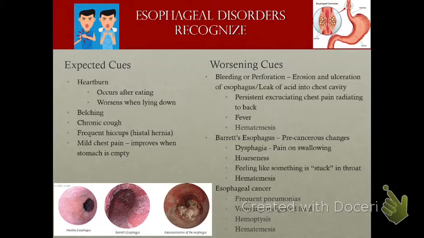So your cues that you have GERD, you've probably all had it: heartburn, belching. This is belching after your meal, or you have those little burps, you know. Heartburn, belching, chronic cough, frequent hiccups. If you're having frequent hiccups after meals, that is probably a sign that you have a hiatal hernia.